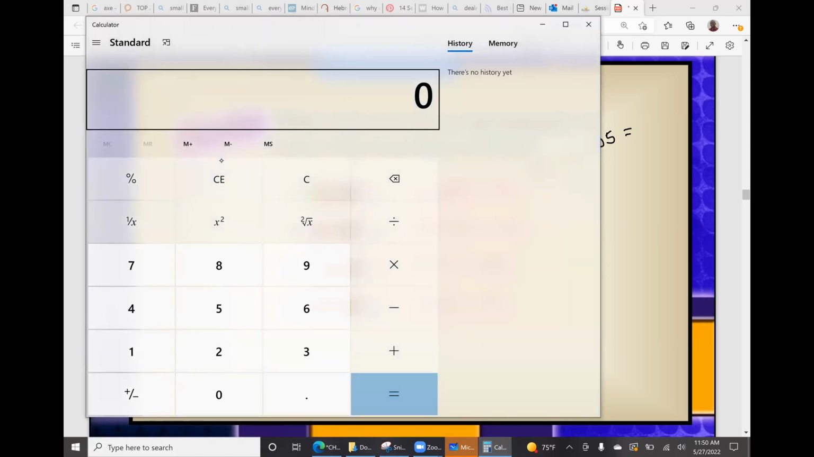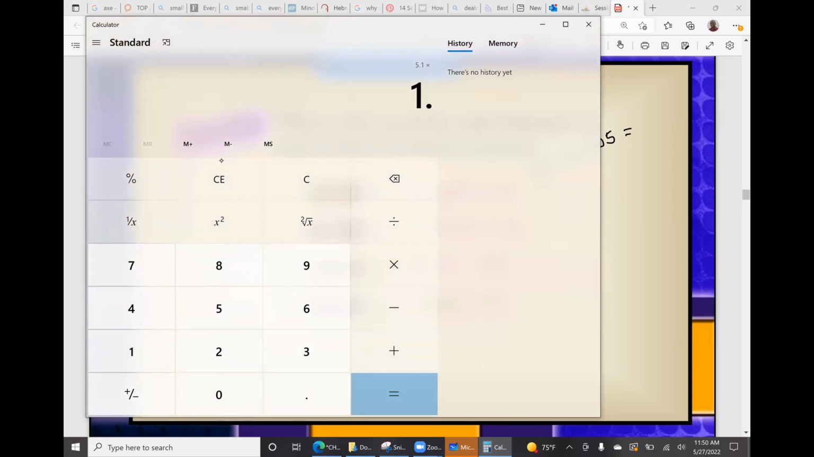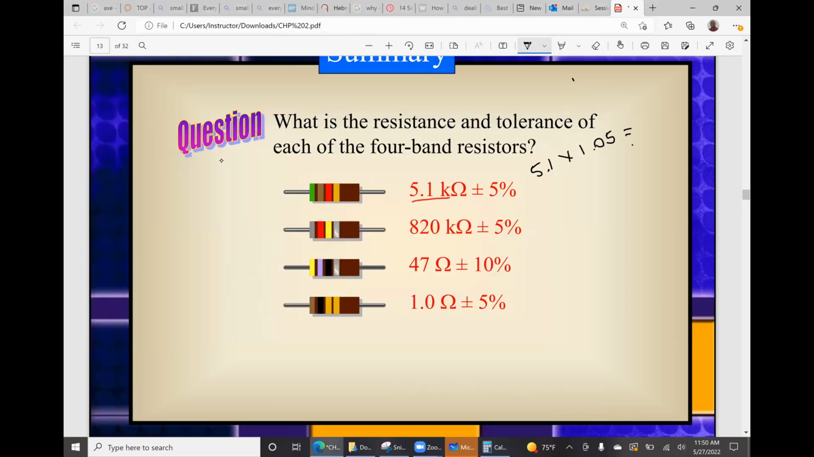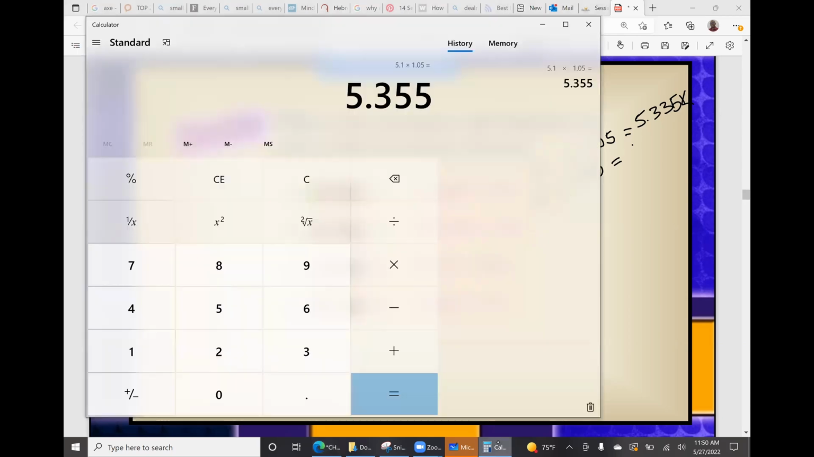So say 5.1 times 1.05. And that gives me 5.355. So I can say that the highest value is going to be 5.355k. Likewise, if I measure this, the lowest value is going to be 95%: 5.1k times 0.95, which is going to be 4.845.